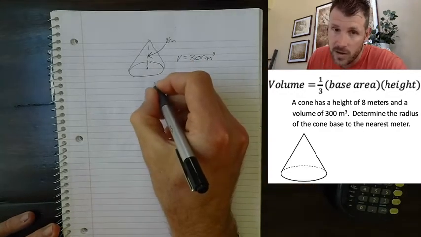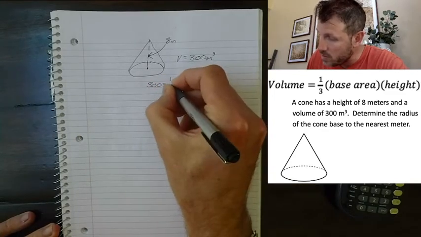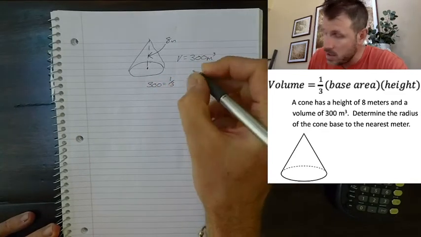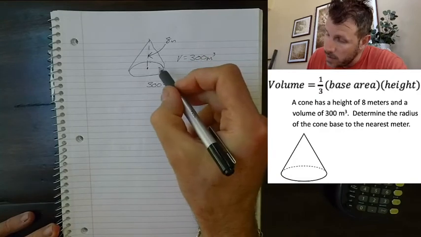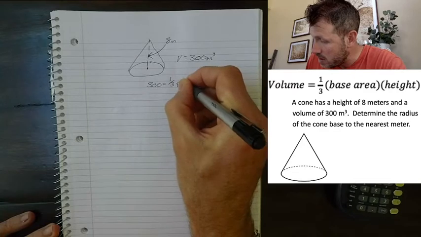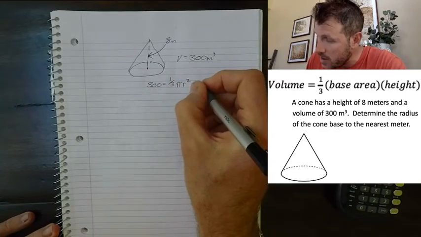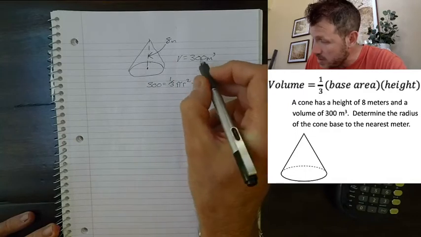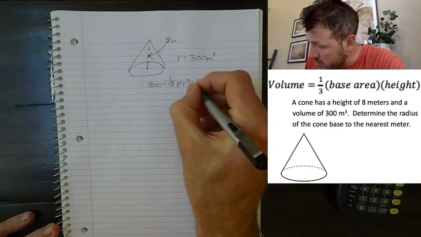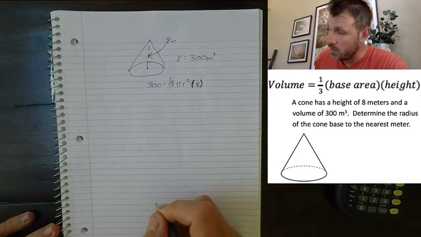So we have volume, so we have 300, which is equal to 1/3, just a constant, and our base area. And our base area for a circle, pi r squared. And then we need to multiply that times our height. Our height is 8. So type that on like so.